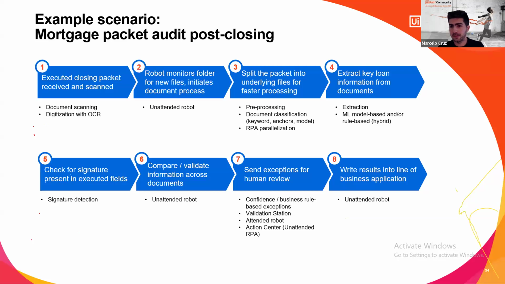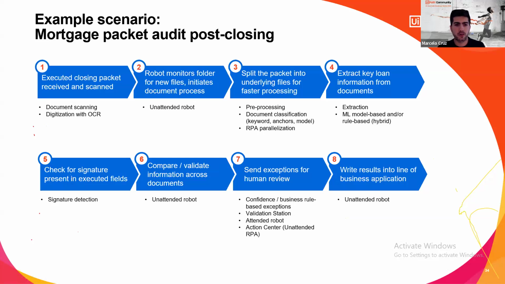And so we can extract the data using a hybrid approach. We can use both rule-based and machine learning model-based extraction, or just use one of them. This is flexible, so we can choose whether or not to use a hybrid approach. Then we can also include a step to check for signatures, adding extra validation if needed to verify that the documents are signed, for example, if there is some requirement on that. And then we can also compare and validate information across documents.